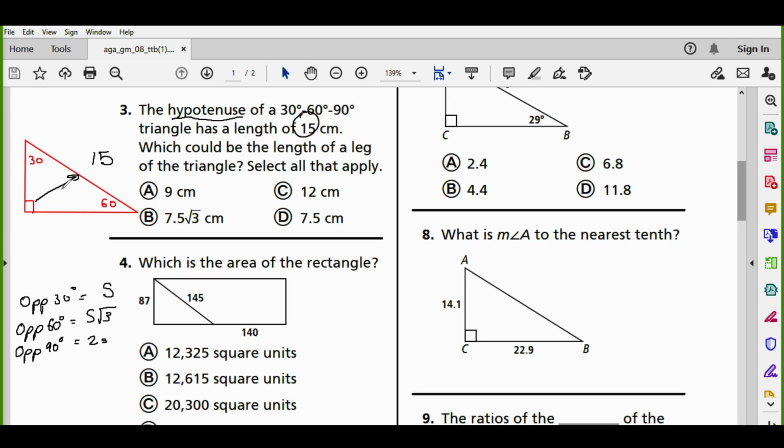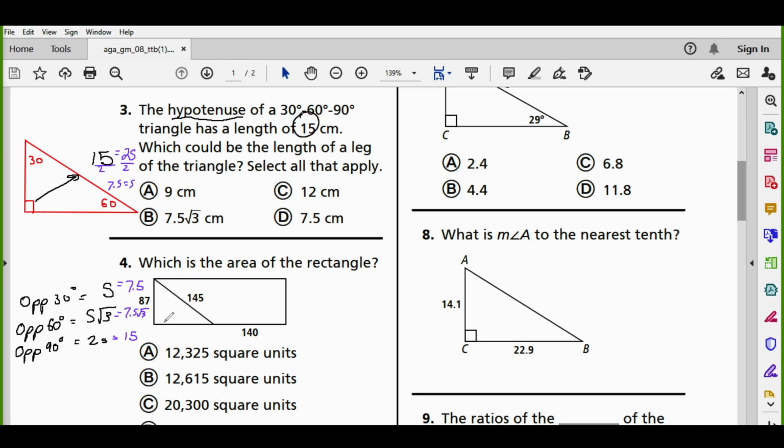So right now, I know opposite of 90 is 15, so I can say that's just equal to 2s. And I can solve for s by dividing both sides by 2, and this gives me 7.5 equals s. So I'm going to put my 7.5 there. This is 15. And then to find 60 is really easy. I just take s, which is 7.5, times the square root of 3, and now I have all 3 side lengths.